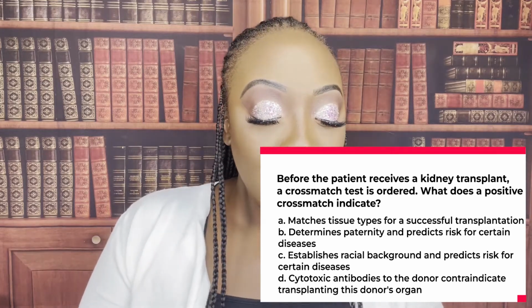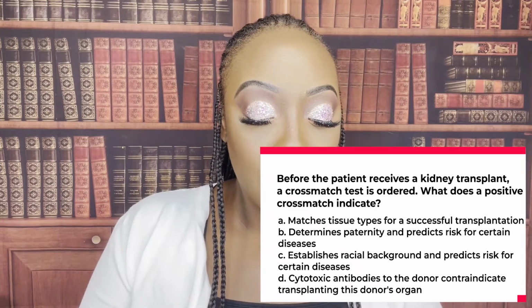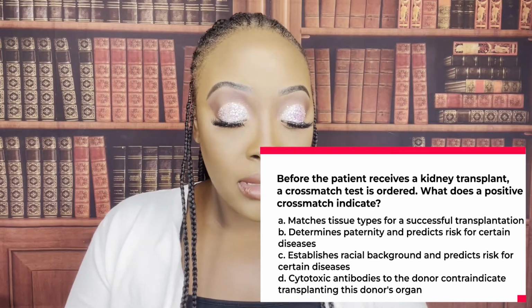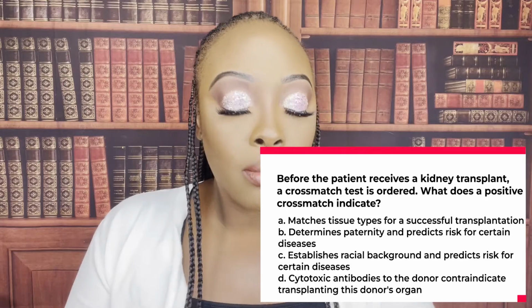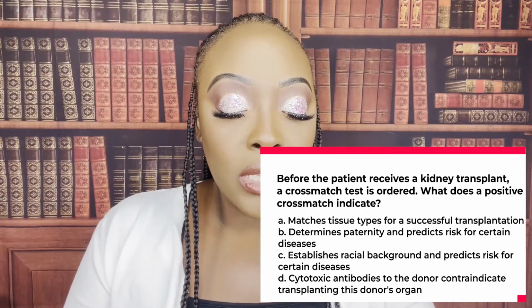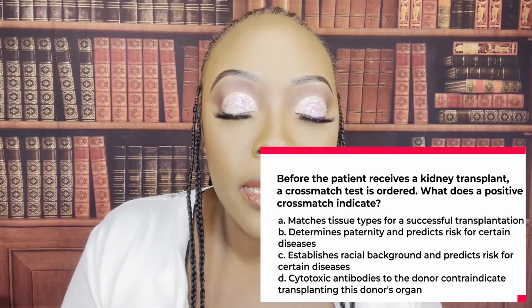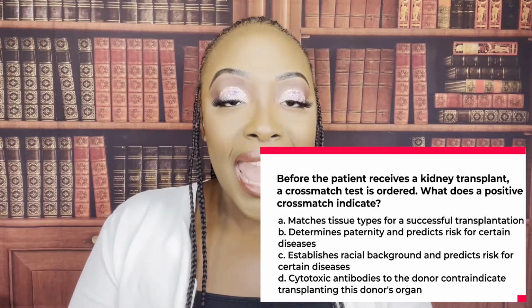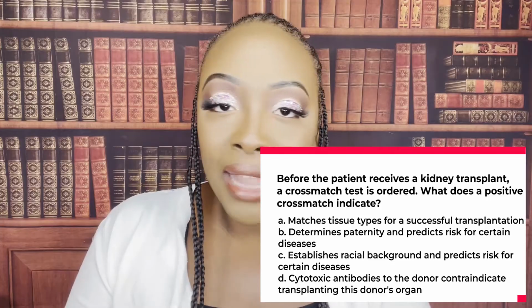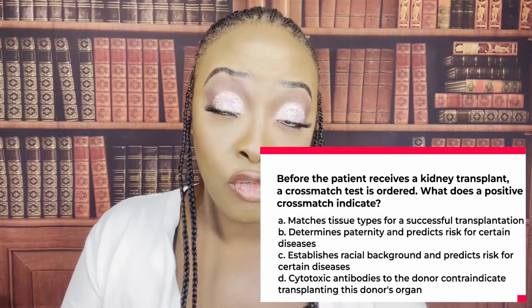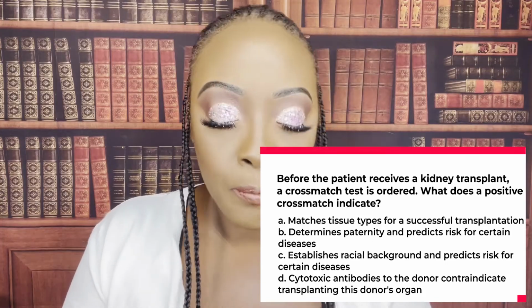A, matches tissue type for successful transplantation. No. If it's positive, it matches tissue type for unsuccessful transplantation. If it's positive, that transplant will not be successful. So that's why number one is wrong. Instead of saying successful, it should have said unsuccessful.